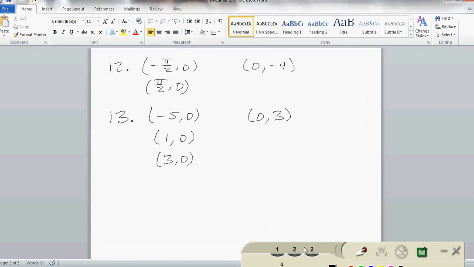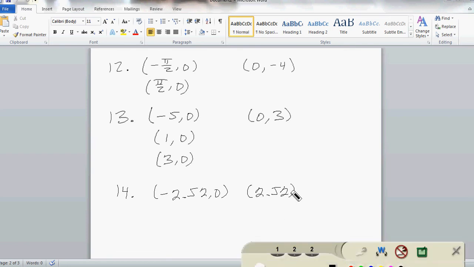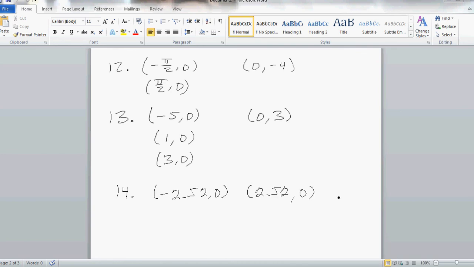And so with all that in mind, number 14 would be negative 2.520, 0, 2.520, 0, and 0, negative 19.